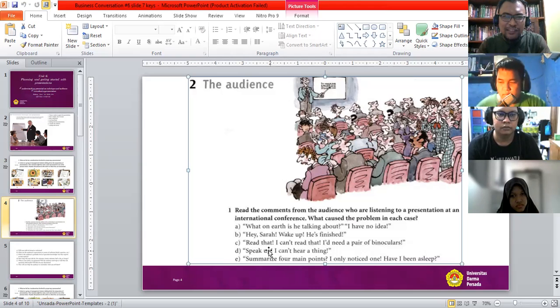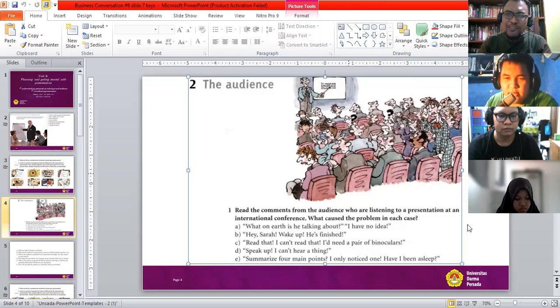Okay. And also, "I can't read that, I need a pair of binoculars, I need glasses to see your text on your slide," because it is too small maybe, right? Okay, so this is another thing to avoid: not to write every single word on your slides and make everything very small to read.